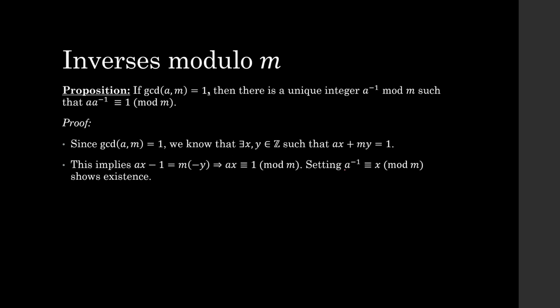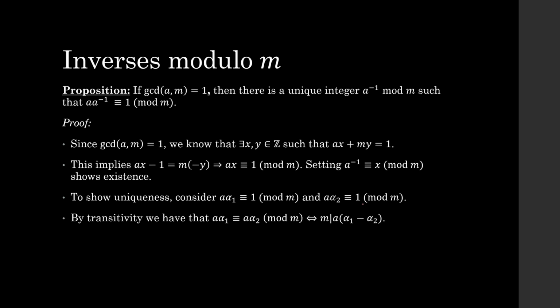And so if we set a to the minus 1 congruent to x mod m, then that's going to show existence, because we've got that a times x is congruent to 1 mod m, so we know that at least the inverse exists. We know that x exists given by Bezout's lemma, and we've proved that before. Now we actually want to show uniqueness as well, so let's consider an alpha 1 and an alpha 2 that satisfy the same property. By transitivity, we're going to have that a alpha 1 is congruent to a alpha 2 mod m. So that implies that m divides a times alpha 1 minus alpha 2.